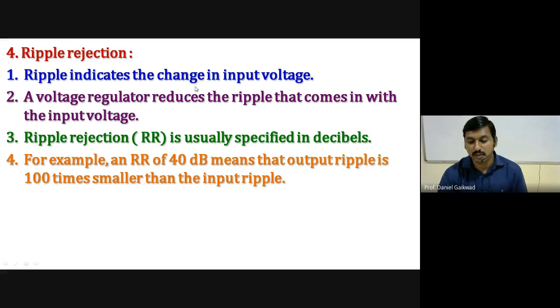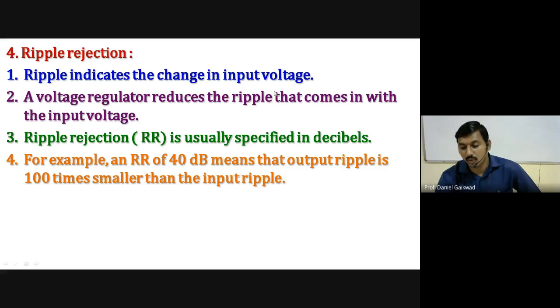The ripple indicates the change in input voltage. Suppose the input voltage changes, and that is indicated by ripple. A voltage regulator reduces the ripple that comes in with the input voltage. Check carefully: a voltage regulator reduces the ripple that comes in with the input voltage. So the regulator also has the role of reducing the ripple.